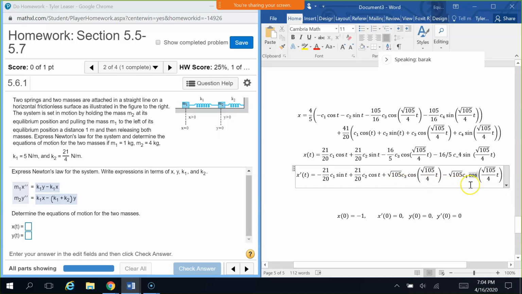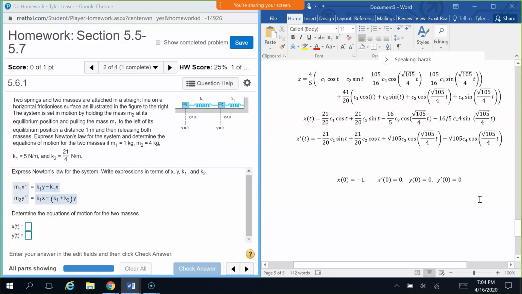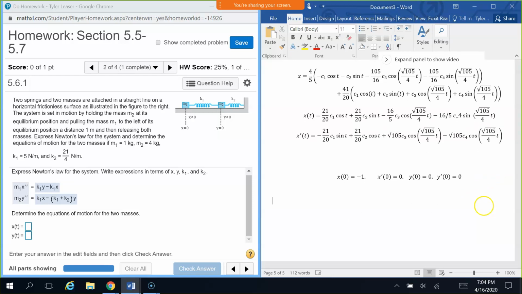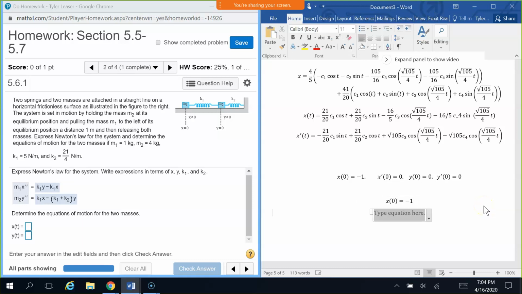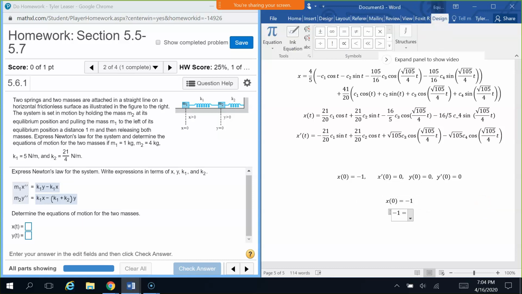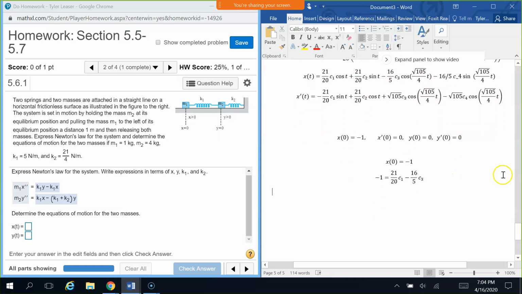I think I did the derivative right here. Okay, so let's just plug stuff in. Plugging in that first thing, x of 0 is equal to -1. That's going to be -1 on the left is equal to, when I plug 0 into all of these cosines and sines, only the cosine is going to give me a 1. All of the sines are just going to disappear. So I end up with 21/20 C1 from this first term. That's 0. Here, I'm going to end up with -16/5 C3. All right, so that's one equation.